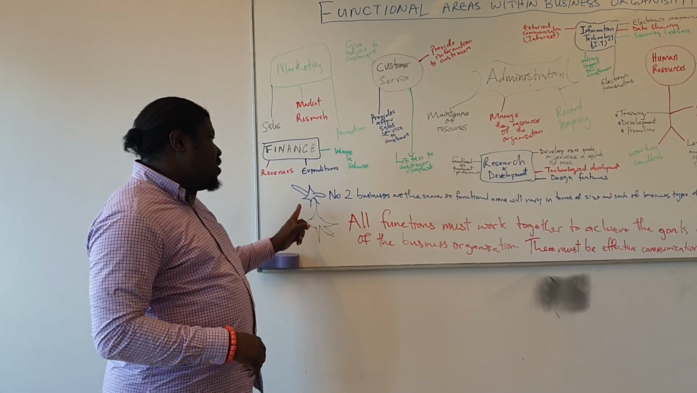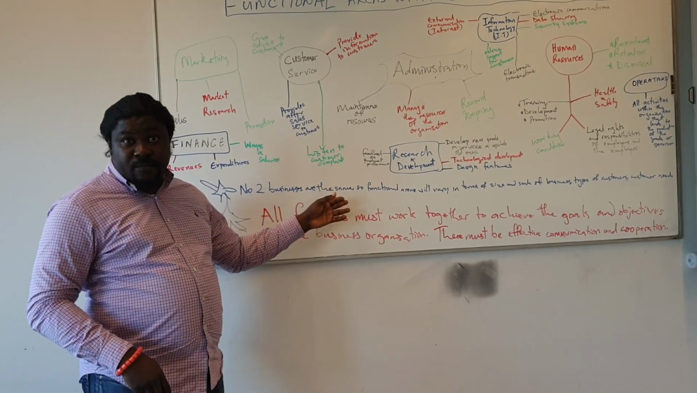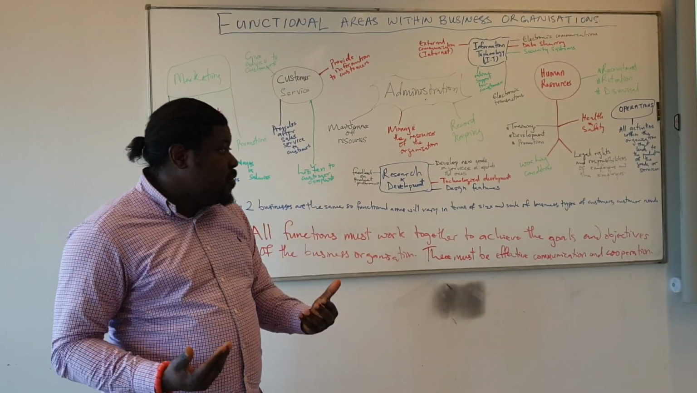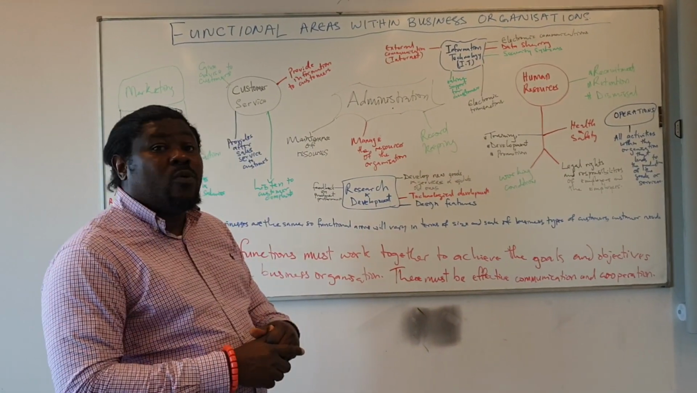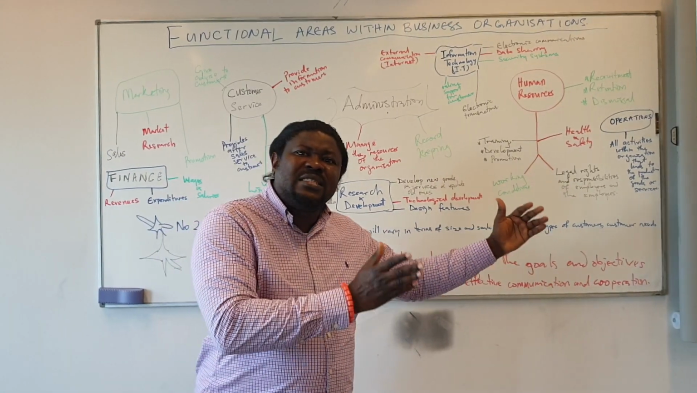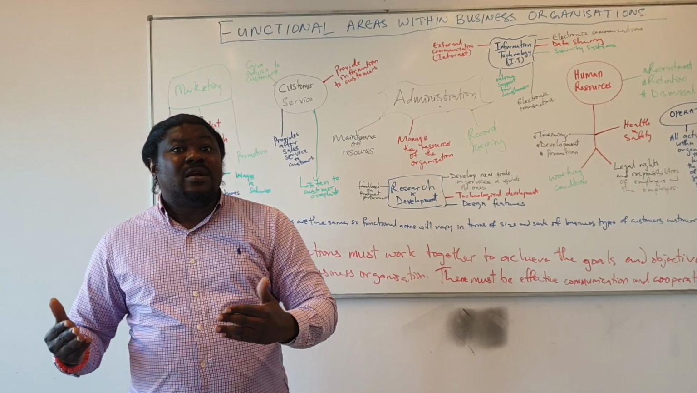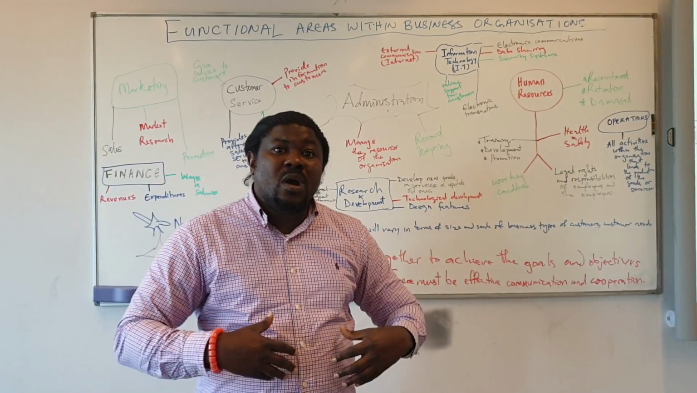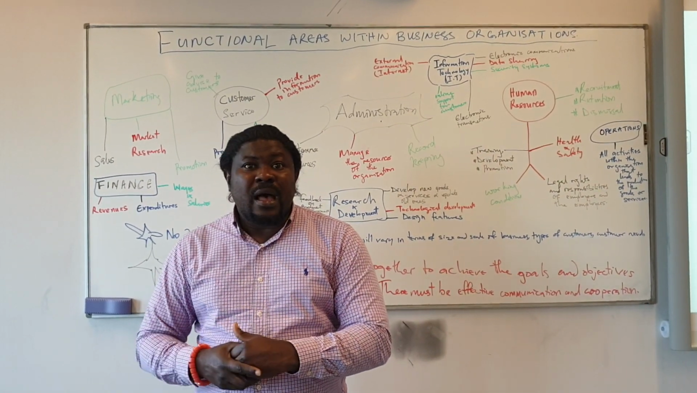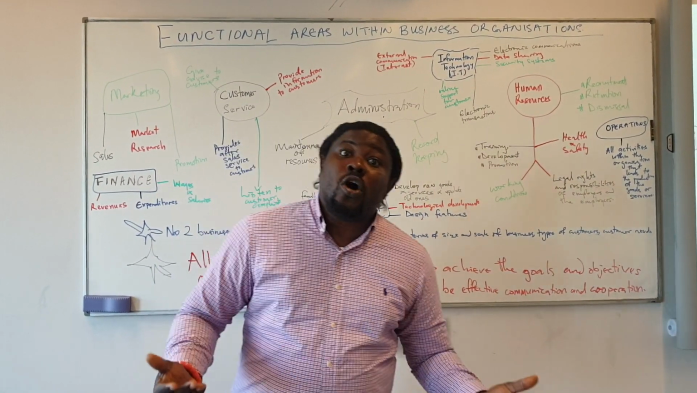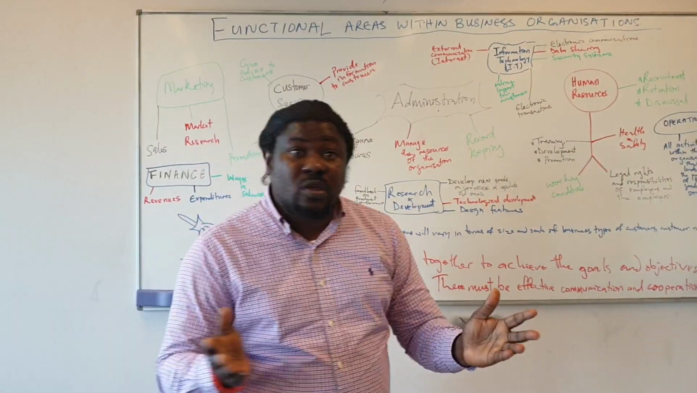But it is important that we note, like I said earlier, no two businesses are the same. So functional areas will vary in terms of size and scale of business. It will vary. Organization A has their type of customers. Organization B has their type of customers. The customers of a university will be students. The customer of a hotel in the countryside could be tourists. So different organizations, different customers, different customer needs.